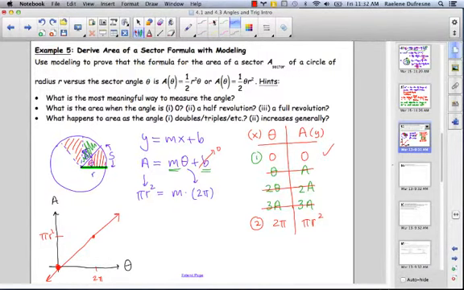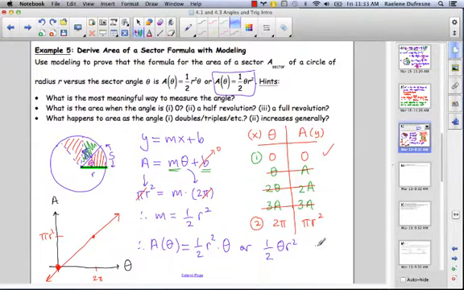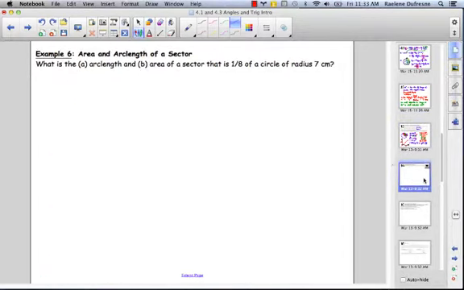So when we do this, we can reduce both sides by pi, and we see that m is equal to 1/2 times r squared. So that's the slope of this line. And we see that area as a function of theta must be 1/2 r squared times theta, or 1/2 theta r squared. And that's the formula that we were desired to prove. So we're done. In the next example, we want to use that formula to determine and calculate the area and the arc length of a sector.